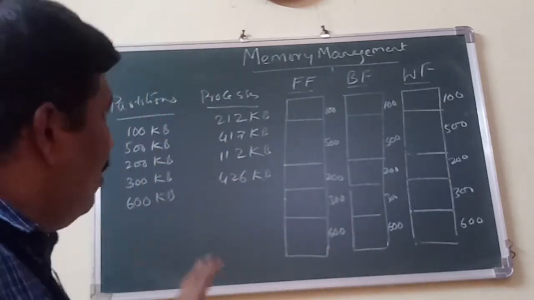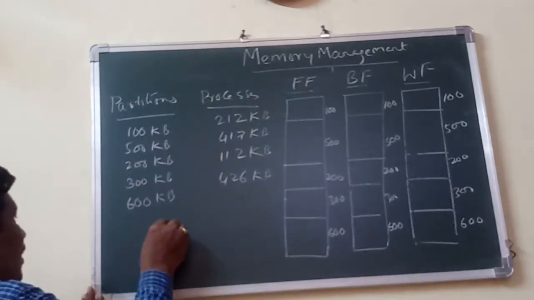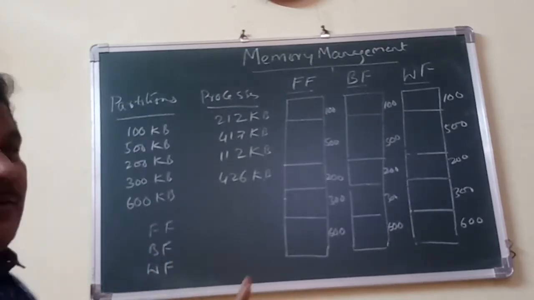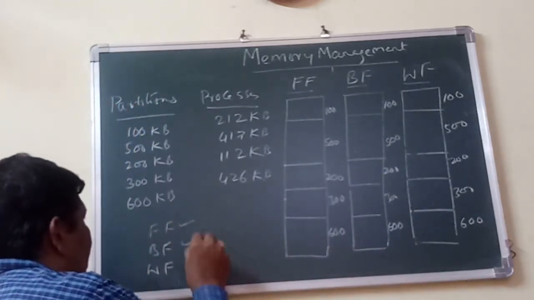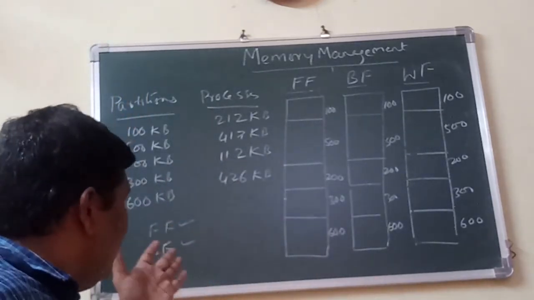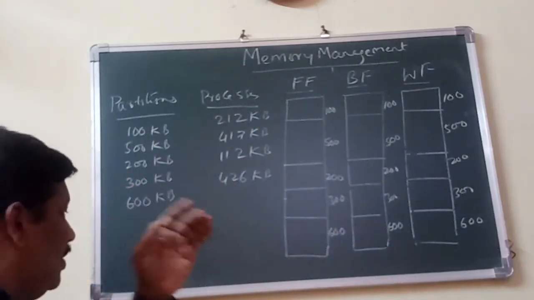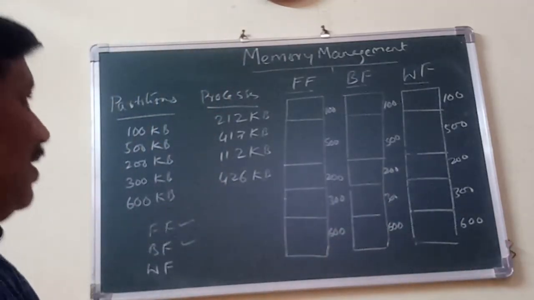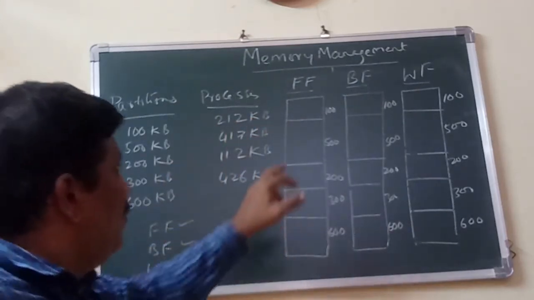Now we have to allocate memory for these processes using first fit, best fit and worst fit algorithms, and determine whether, using each of these, we are able to allocate memory for all the processes, or whether we will not be in a position to allocate memory for some of the processes. We also have to determine what is the wastage of memory. So we'll first start with the first fit algorithm.